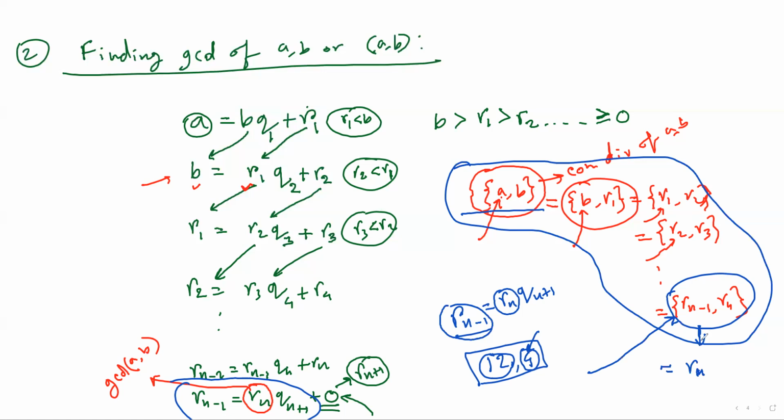We have not just a common divisor, but the greatest common divisor of the last two, and that guy is Rn. So this must be the greatest common divisor of the first guy as well. So Rn must be the greatest common divisor of A and B as well. This is my conclusion. That was my claim.